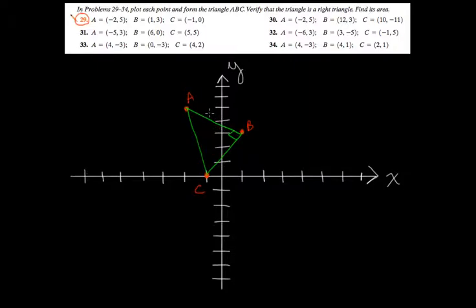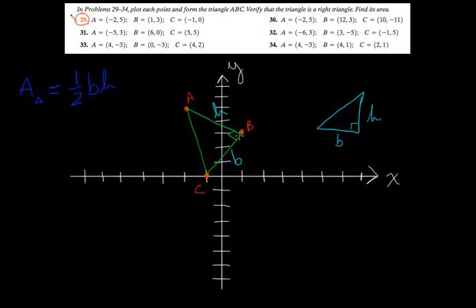So we need to find the height and the base, the length of the height and the length of the base. Why? Because the area of a triangle is 1/2 base times height, right? So we have the 1/2. Now we need to know the base and we need to know the height, because if you turn your head it looks like that, with this being B and this being H.